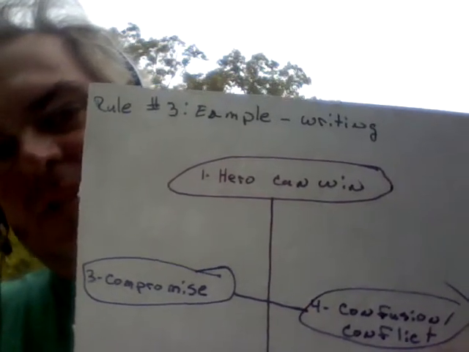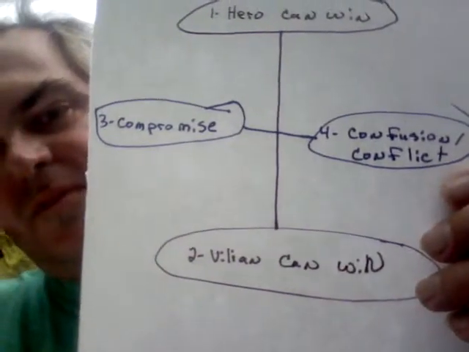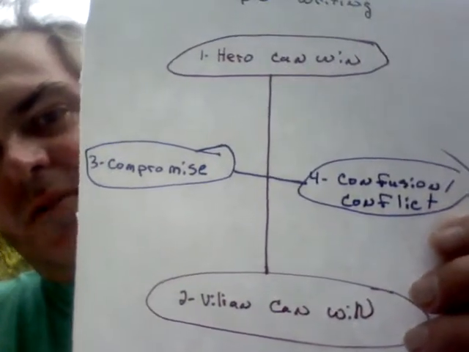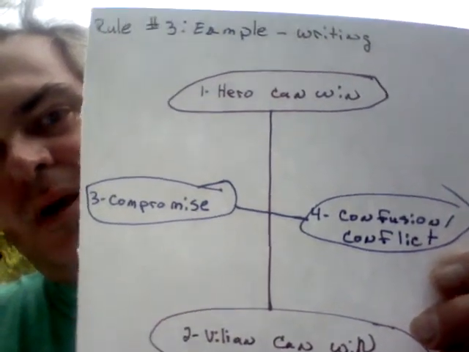And my example is here. The hero can win, the villain can win, there remain conflict, confusion, or compromise. And that's what writing is all about. It's about creating conflict and having the characters figure them out.